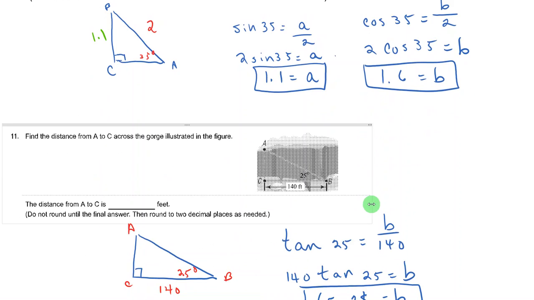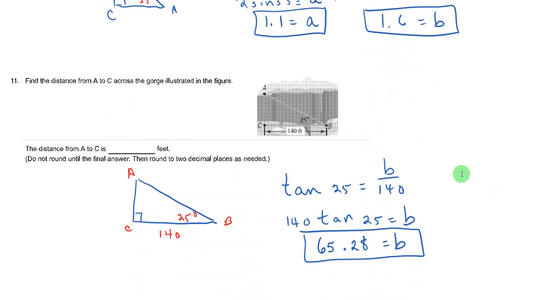All right. Number 11, find the distance from A to C across the gorge illustrated in the figure. The distance from A to C is what? All right, so I drew it here. It's a little bit clearer than that picture that we've got. We got an angle of 25 degrees. We've got this is 140, and we are supposed to find side B. Well, the relationship between this and this is tangent. Tan of 25 is B over 140. Multiply by 140, and then you get B is 65.28.